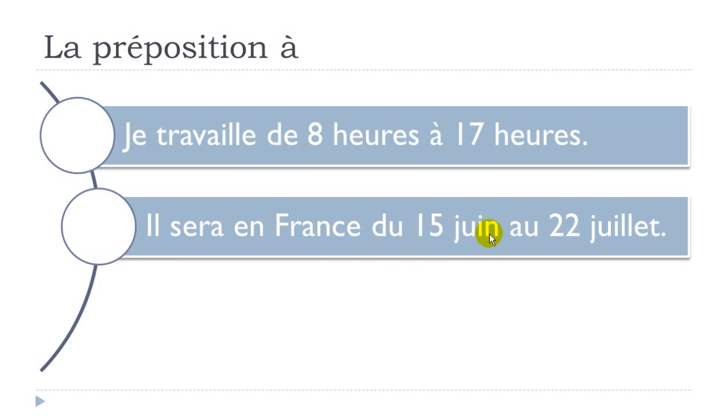Du 15 juin au, same thing here, we've got the preposition à, but then combined with the same article, so le, okay, and it will become au 22 juillet. All right, so in that situation, you can see that it's exactly the same concept, but as we use the articles, then we've got to modify the prepositions. Okay, so il sera en France du 15 juin au 22 juillet.